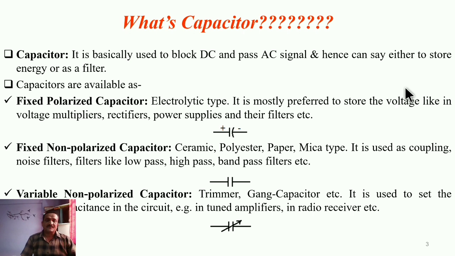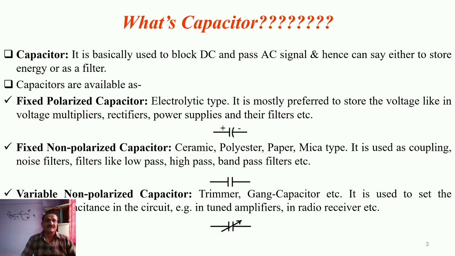So here first of all we'll see what is meant by a capacitor. It is basically used to block DC and pass AC signal, and hence we can say it is used either to store energy or to act as a filter. Capacitors are available as fixed and variable. In fixed there are again two subtypes, fixed polarized and fixed non-polarized. Polarized means electrolytic type, and non-polarized means non-electrolytic type. Then the third one is variable. In variable only non-polarized capacitors are available.